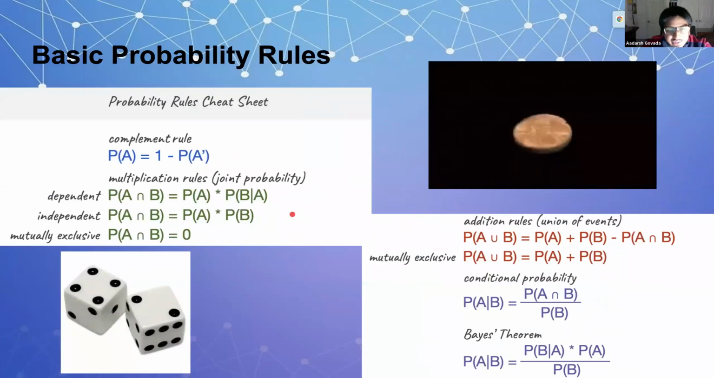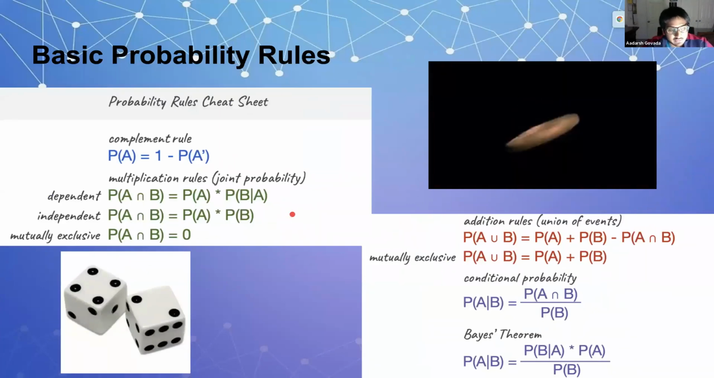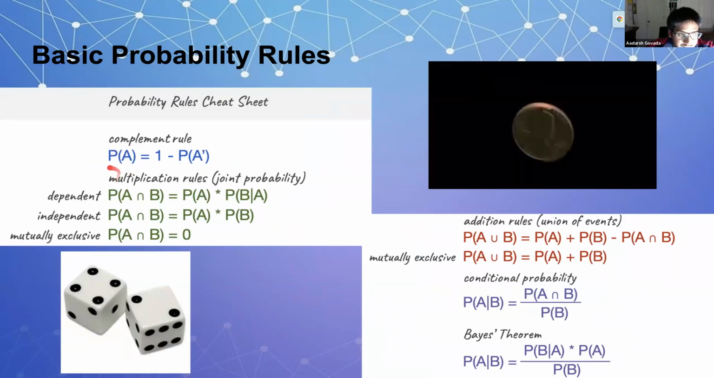All right, so here are some basic probability rules. You don't need to memorize these yet, but at some point, they'll be good to know. So first off, we have the complement rule, which basically means that the probability of event A not happening is 1 minus the probability of event A happening. Or the probability of event A happening is 1 minus the probability of event A not happening. So for a coin, the probability of getting tails is 1 minus the probability of not getting tails.